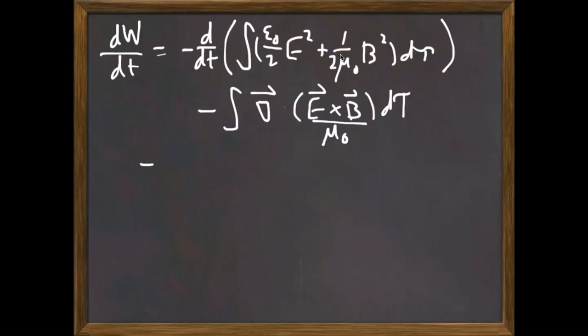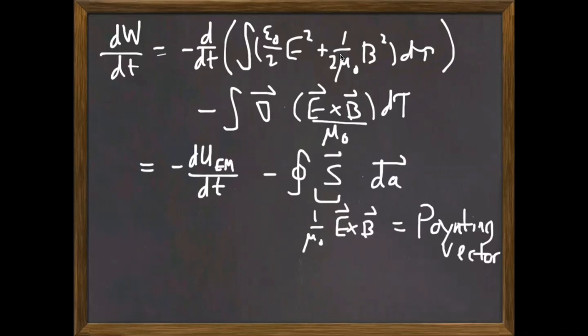That's the energy density. But the second term here is a volume integral of a divergence. And if I've taught you anything, you know what we should do. We should use the divergence theorem and turn that into a surface integral. And I'm going to say that that surface integral is of S dot dA. And I've just defined S to be the integrand here, 1 over mu naught E cross B. That has the name of Poynting vector. Poynting is spelled funny because it's somebody's name, not the verb to point.